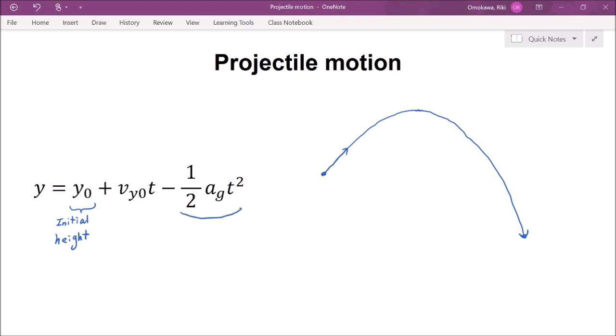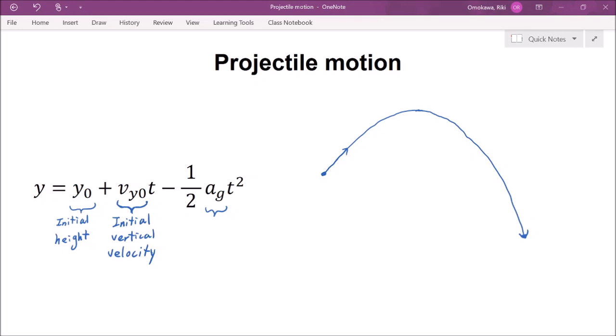And then let's explain what we know already. This part is the contribution from gravity. The a sub g is the acceleration due to gravity, so a sub g is like 9.8 when you're dealing with meters and seconds, or around 32 when you're dealing with feet and seconds. But then what about this middle part? We have this v sub y 0, and then times t. T is just time, of course. But this v sub y 0, that's the initial vertical velocity, or initial y velocity.